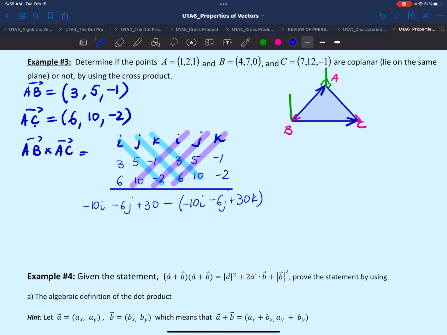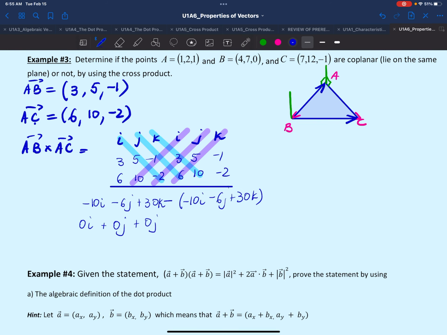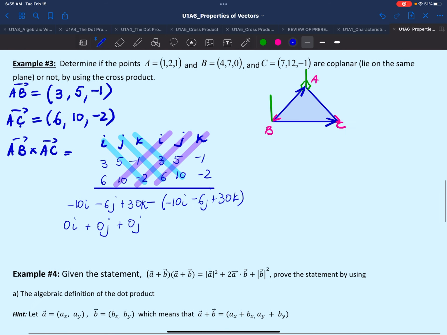Let's simplify. So remember that i's will go together, j's will go together, and k's will go together. So we have negative 10i minus negative 10i, 0i. Negative 6j minus negative 6j, that's very interesting. So 0j. And 30k minus 30k, oh, that's 0k. So let's move on to the next cross product.